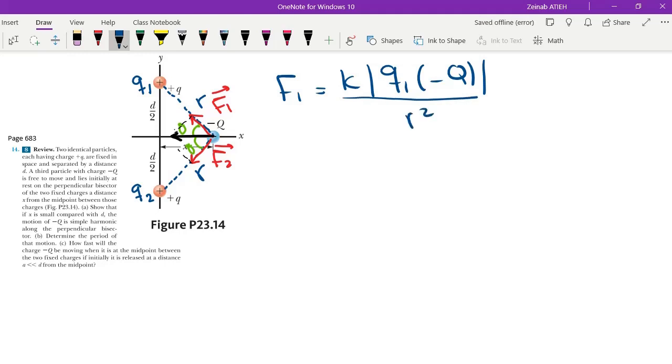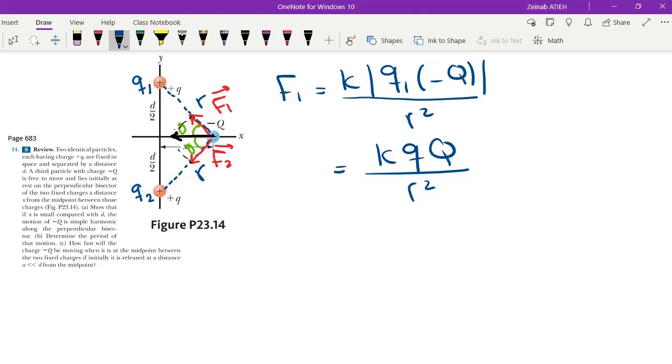Now, from this right angle triangle, it appears that r squared is equal to x squared plus d over 2, all of it squared. So I can write it this way, or I can keep it like this, it's okay. I can write it like k q q, I will remove the absolute value, over r squared, and r squared is x squared plus d over 2, all of it squared. Okay, so this is F1.